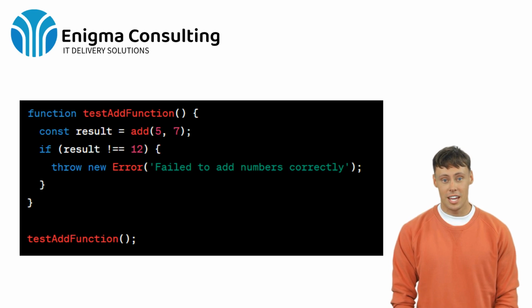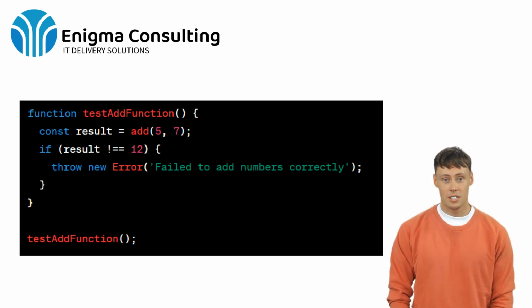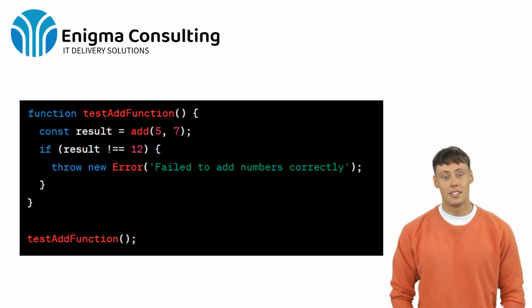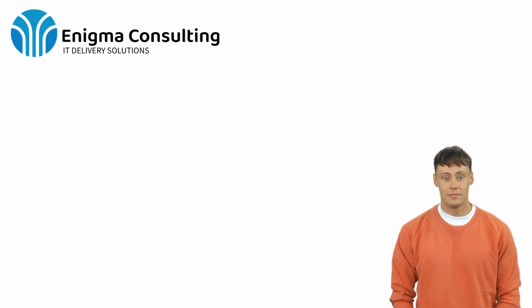A basic test case can be a simple function that tests a specific behavior of your code. This code tests a fictional add function, expecting it to return 12 when called with 5 and 7 as arguments. If the test fails, an error is thrown. Writing basic test cases like this helps you catch errors and ensure that your code functions as intended.